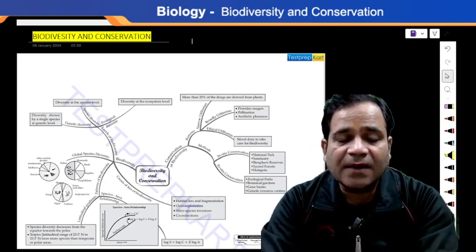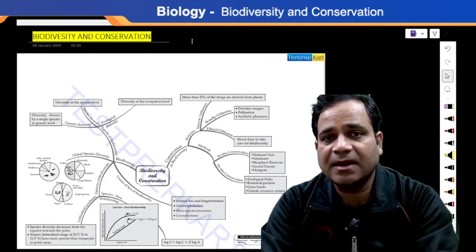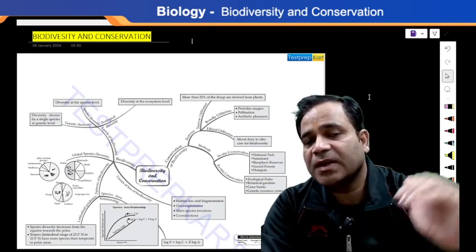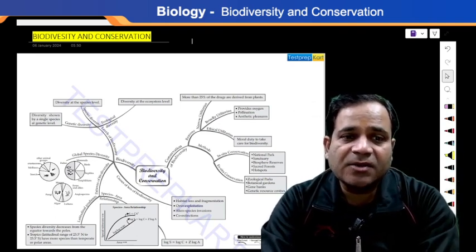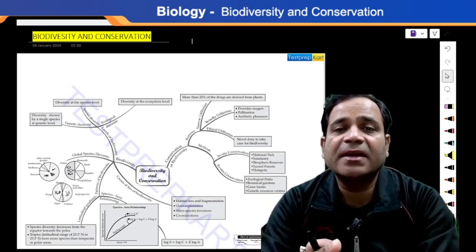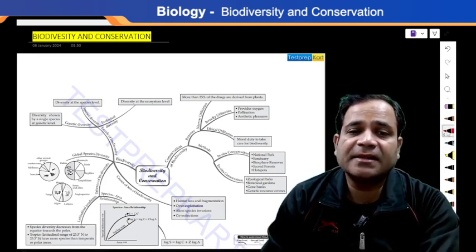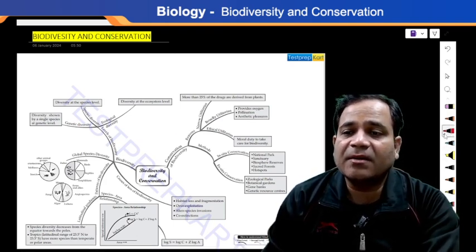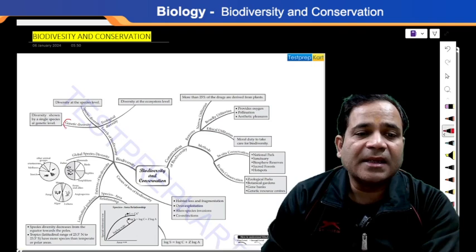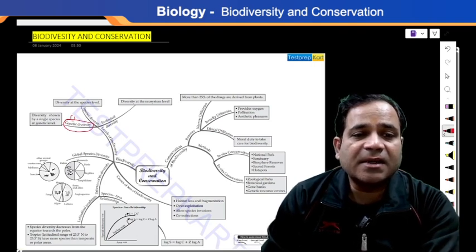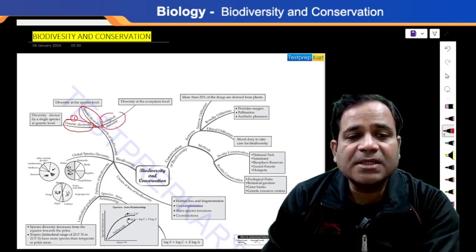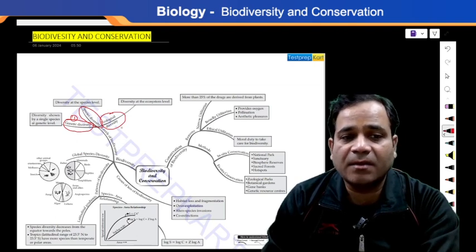Getting it? After knowing all these things, there is something else very important: the levels of biodiversity. When we go through the details of this chapter, I will tell you about the levels of biodiversity. There are basically three levels. Number one is genetic diversity. Second is species diversity. And third is ecological diversity. So there are basically three levels of biodiversity.